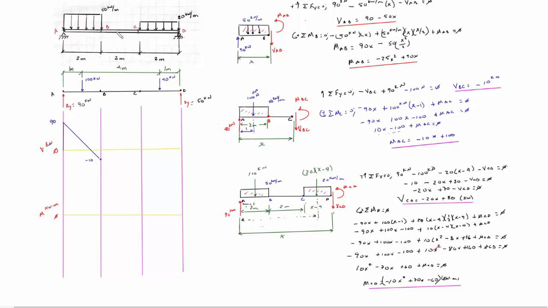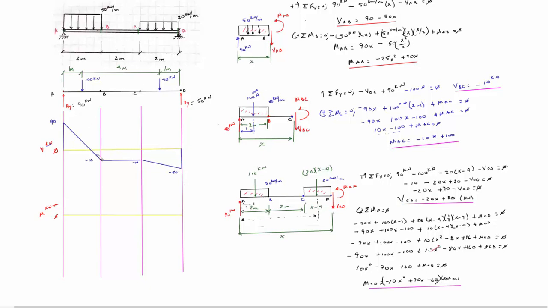Then nothing is happening on the beam from here to here. And then I have another distributed load, which I know I'm going to be going 20 times 2, which is 40. I'm going down 40. So if this was negative 10 here, I went another negative 40. I got negative 50 kilonewtons here, which with my reaction force here closes.